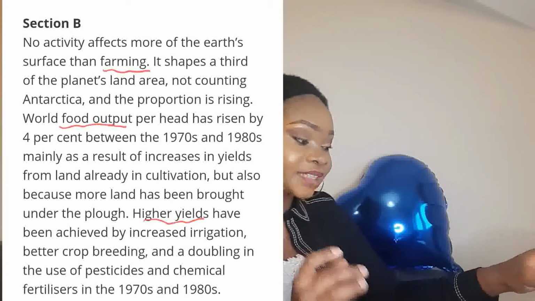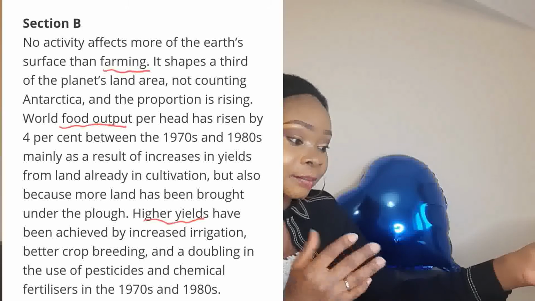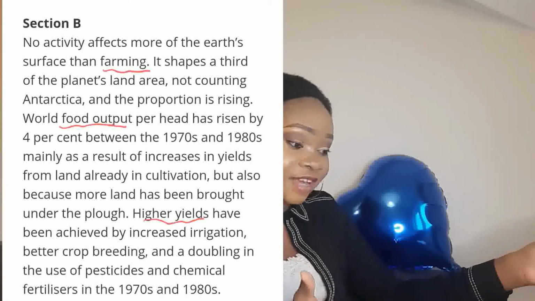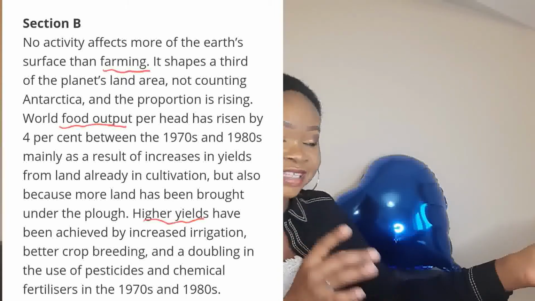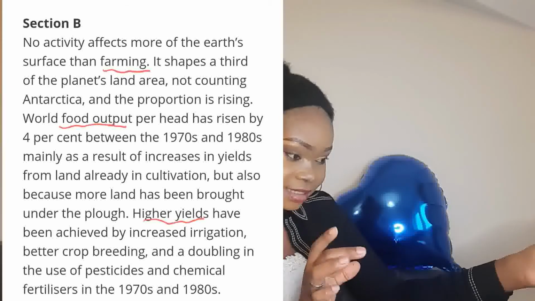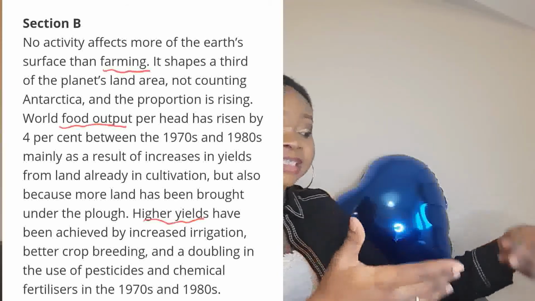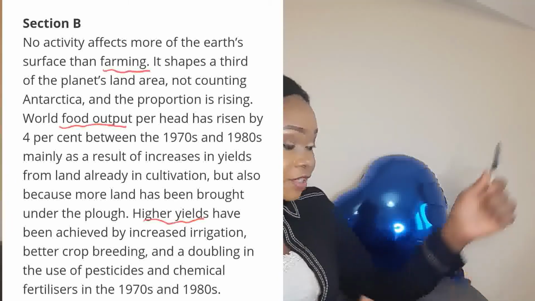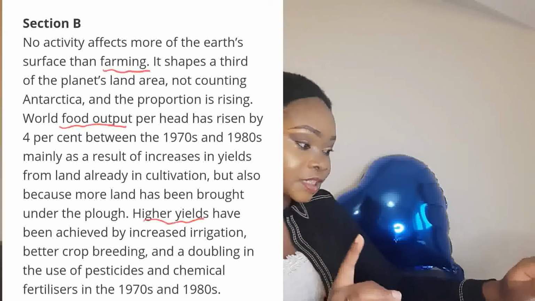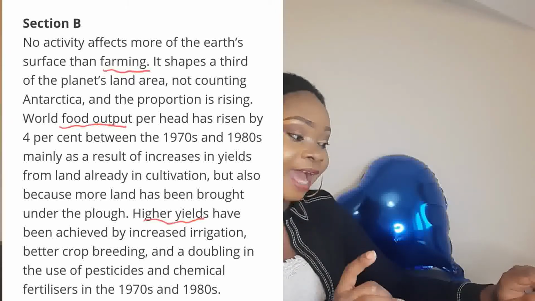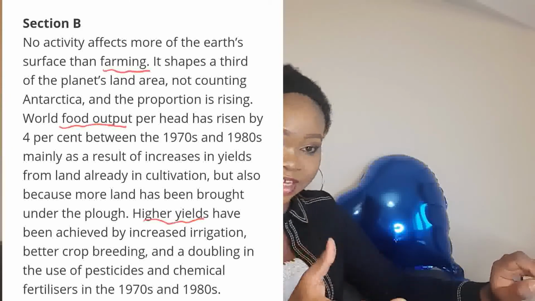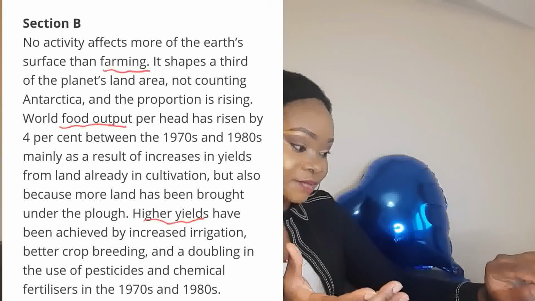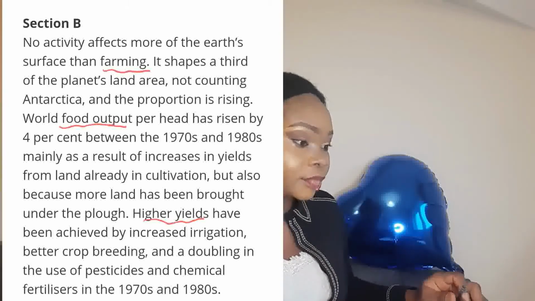Higher yields have been achieved by increased irrigation, better crop breeding, and a doubling in the use of pesticide and chemical fertilizers in the 1970s and 1980s. Okay, so this is it. They're still talking about effect of farming in Earth's surface. Okay, talking about effect of farming in Earth's surface, but you see, they're talking about yields. Higher yields have been achieved by increased irrigation, higher yields, better crop breeding, and a doubling in the use of pesticide.